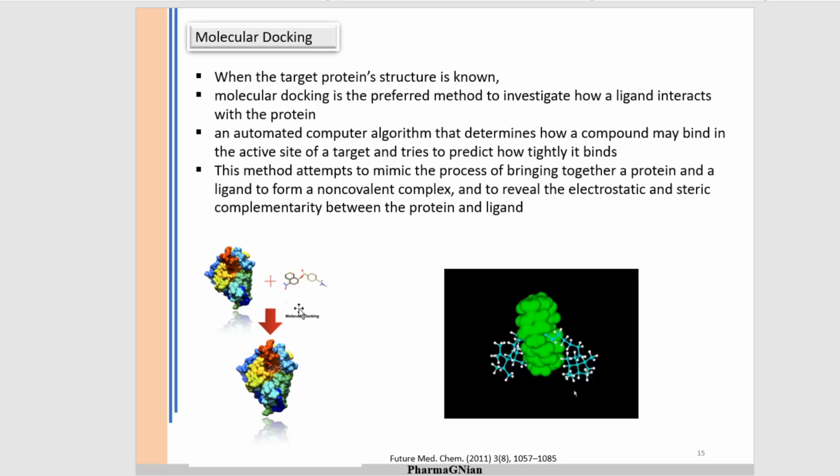This method attempts to mimic the process of bringing together the protein and the ligand to form a non-covalent complex, and to reveal the electrostatic and steric complementarity between them. This is the molecular docking process, and we will see the softwares used to determine it.